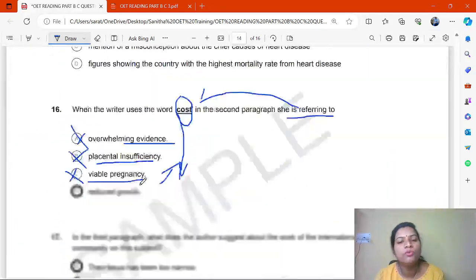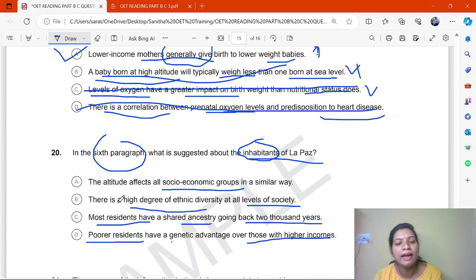So what is the first option? It says the altitude affects all socioeconomic groups in a similar way. No, it is affected in a different way, because low socioeconomic people's ancestors lived there. Their effect is different, and the high income people are different. Next, there is a high degree of ethnic diversity at all levels of society. It is not in the passage. Most religions have a shared ancestry going back 2000 years. It is also not discussed in the passage.